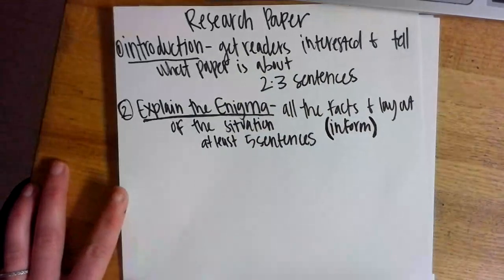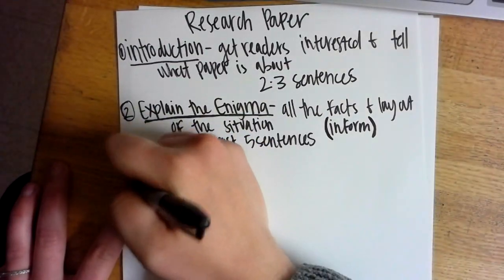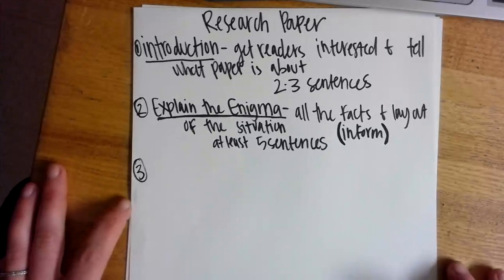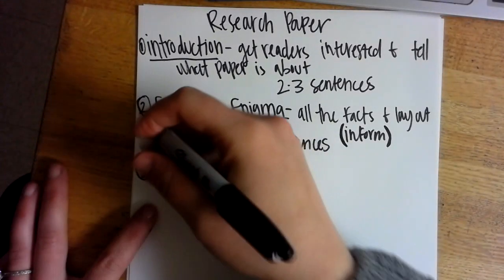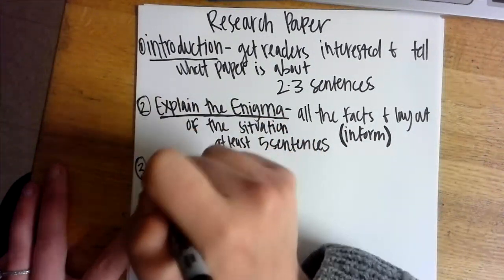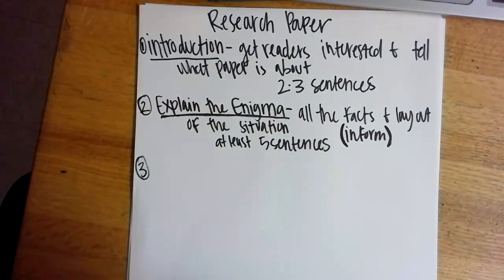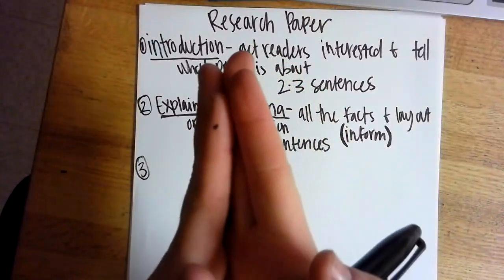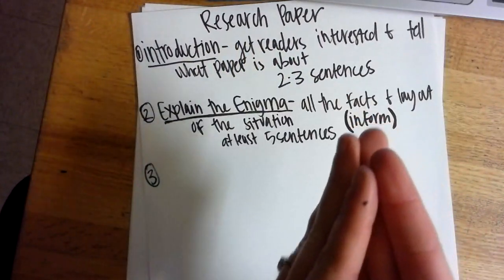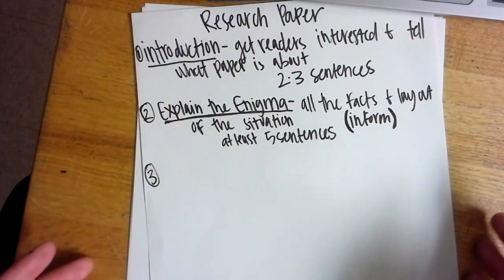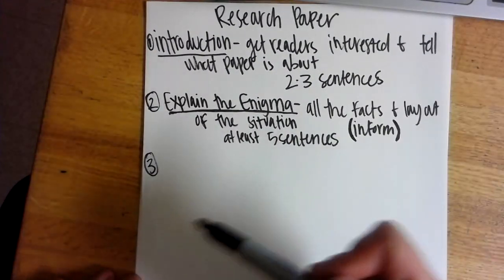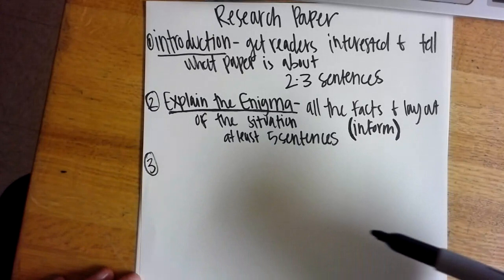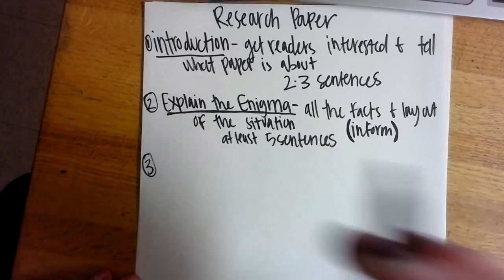Okay, the third paragraph is going to be how the understanding has changed. Okay, so you're going to explain what people thought in the beginning, how it's changed, and what they think now. Okay, so you're going to tell me this is what they thought at first, maybe this is what they think now, that sort of thing.